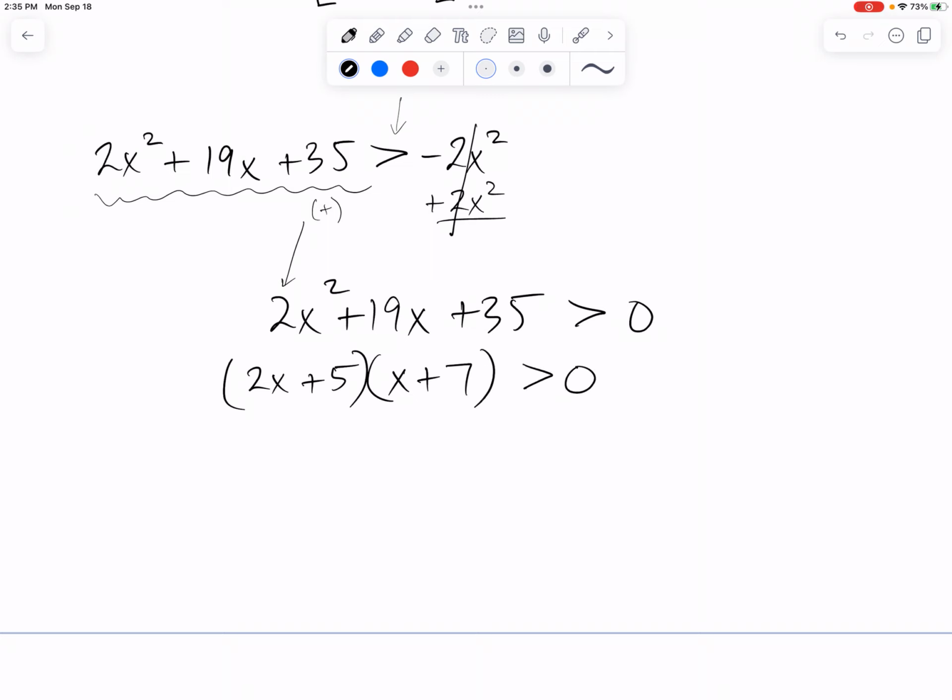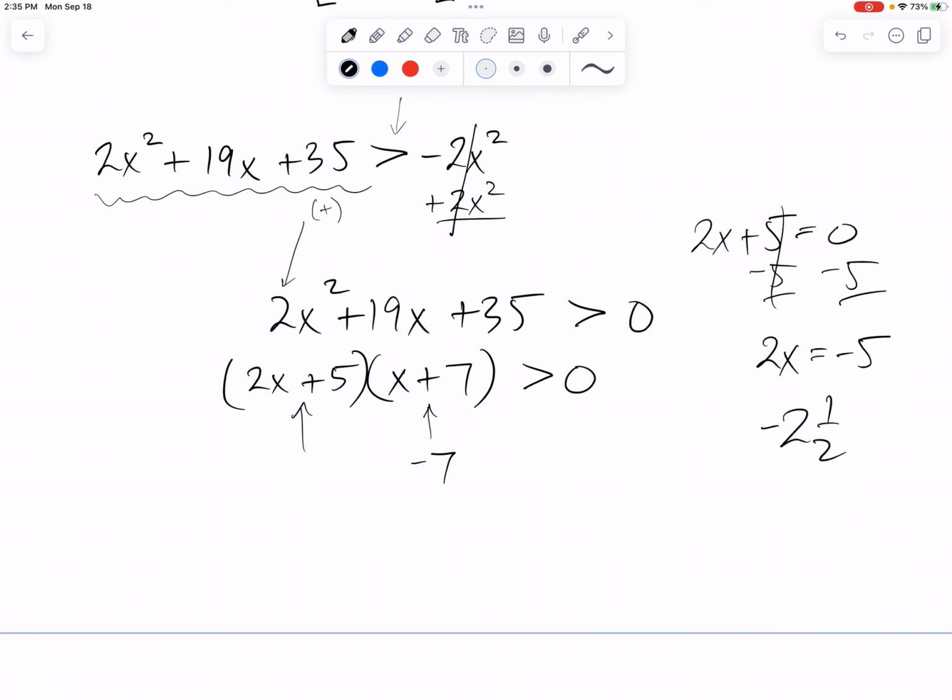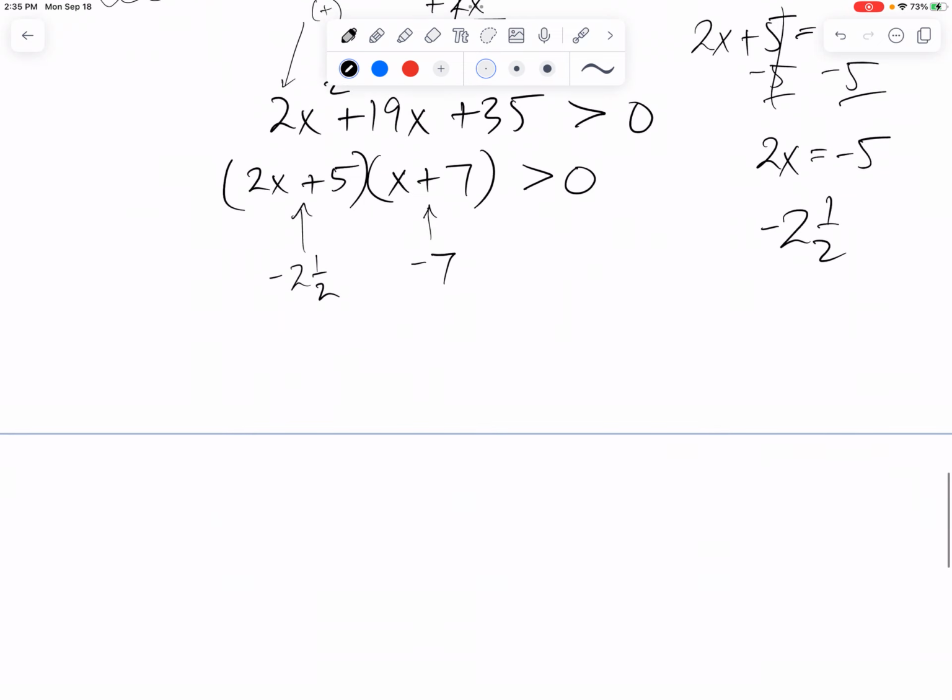The critical value here is easy. The critical value is negative 7. Here, you have to set it equal to 0 in your mind, but if you do that, it's not hard. You can still get the answer and say, oh, negative 2.5 or negative 5/2. That's what this guy is. I'm going to write it like a mixed number. The only reason I'm writing it like a mixed number is it's easier to put on a number line. But I don't even need to put it on a number line. Check this out.